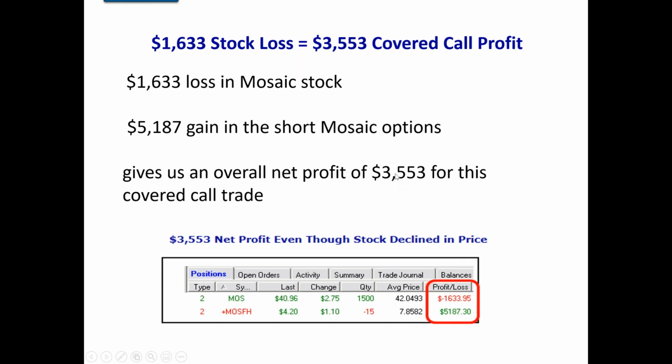So that just demonstrates the downside protection that the sale of that call option provides in a covered call trade. Now this trade was a monthly option that we sold, but I just want to demonstrate the downside protection you gain from selling the call options.